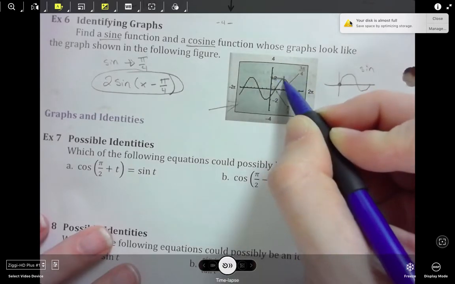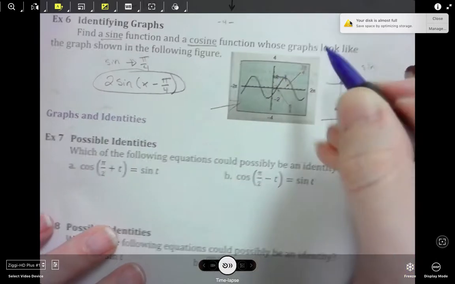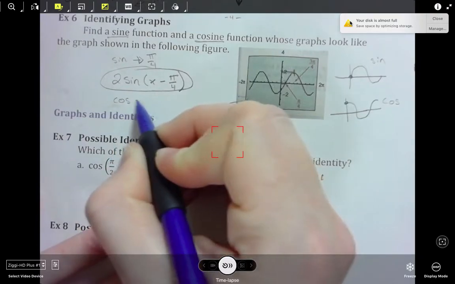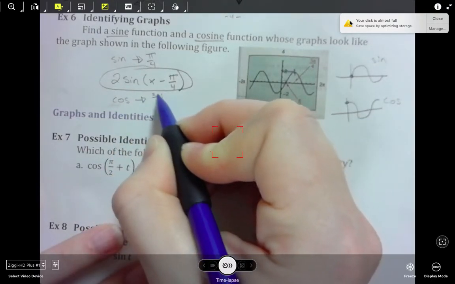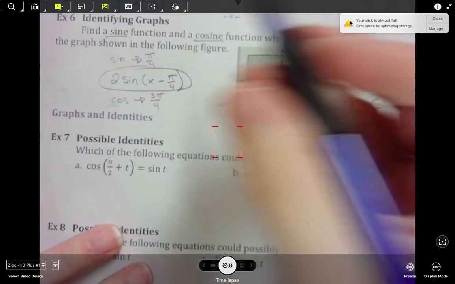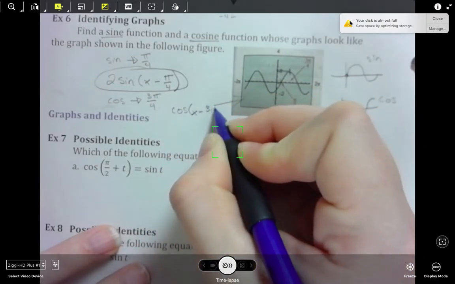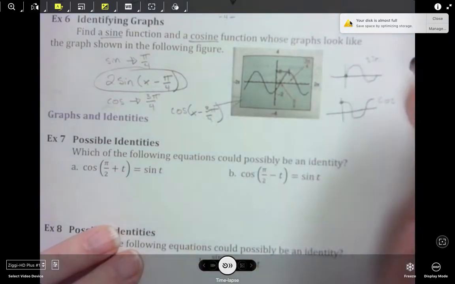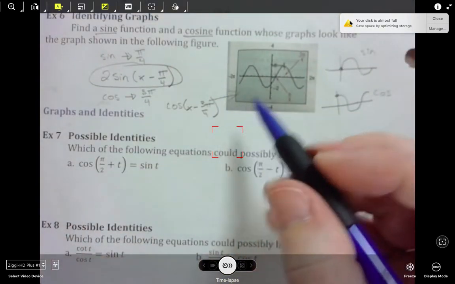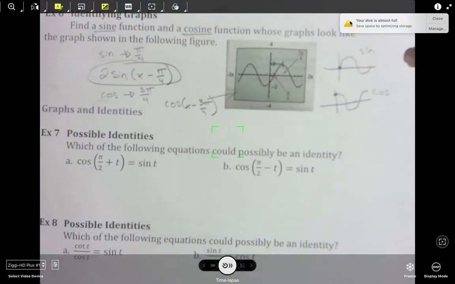Okay, he shifted to the right 3 pi over 4 units, all right? So my cosine function is shifted to the right, actually 3 pi over 4, okay? Which means that my cosine function would look like x minus 3 pi over 4. Kind of like what the sine function looked like. Instead of minus pi over 4, it's minus 3 pi over 4, because he shifted that much further over.